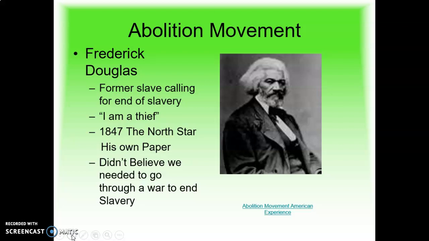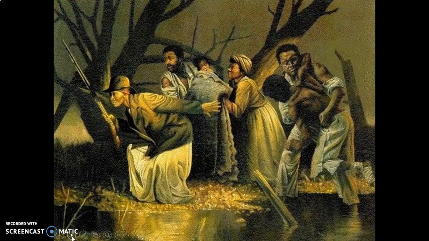So anyway, he believes we don't have to go through a war. That view will change in the 1850s, though. This is a famous picture of Harriet Tubman here.